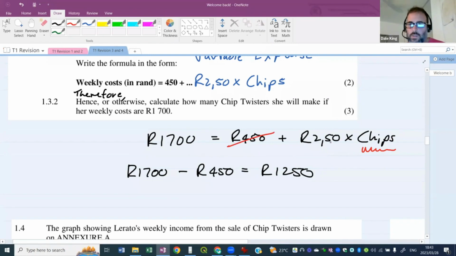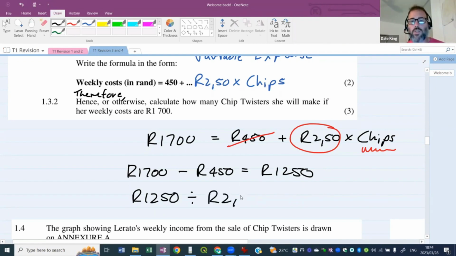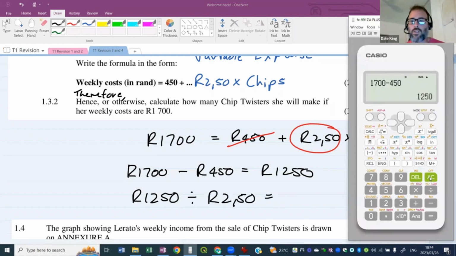Now we've got to deal with the variable expense now, the 250. And in the formula, you have to times by 250, but we want to get the chips by itself, so we're going to now divide by 250. So that's why you guys are saying, I think we're going to have to divide. You're right, because the 250 was times in the formula. So now we're going to divide by 250. And I know you guys are already typing answers out now because you're that fast. So 1250 divided by 250, 500.